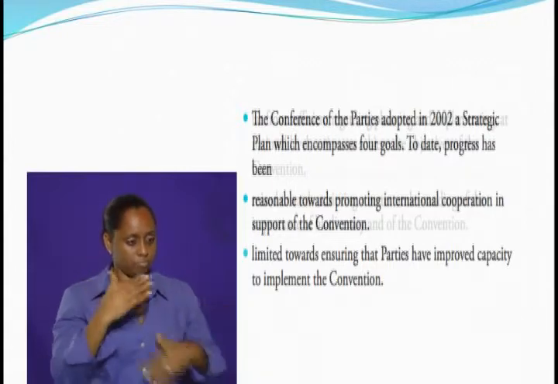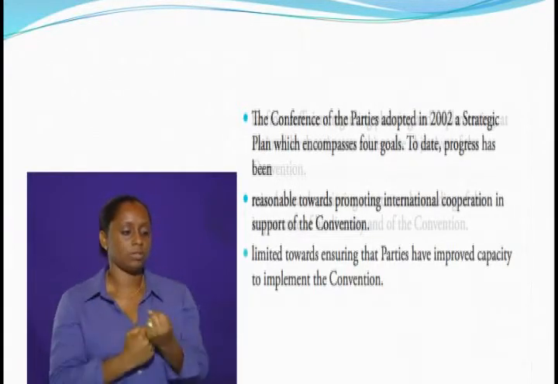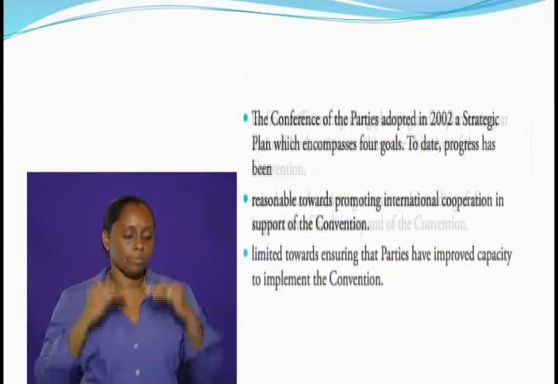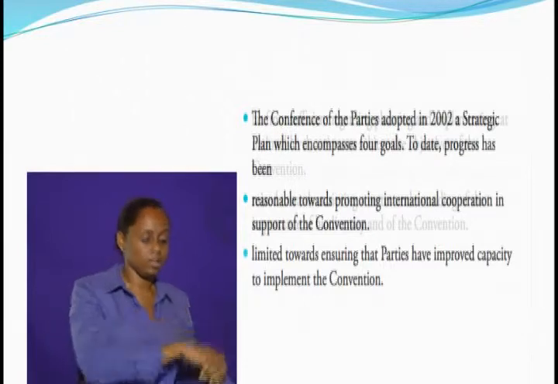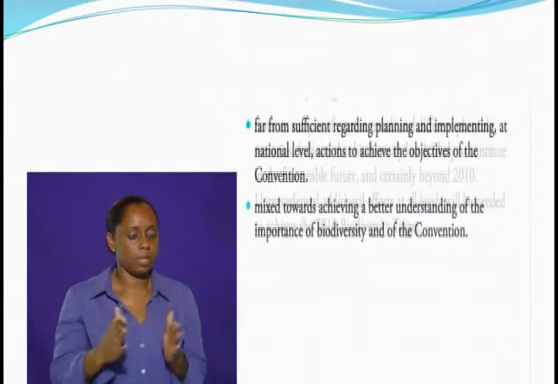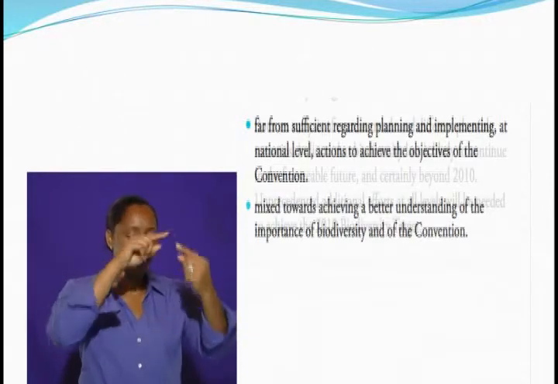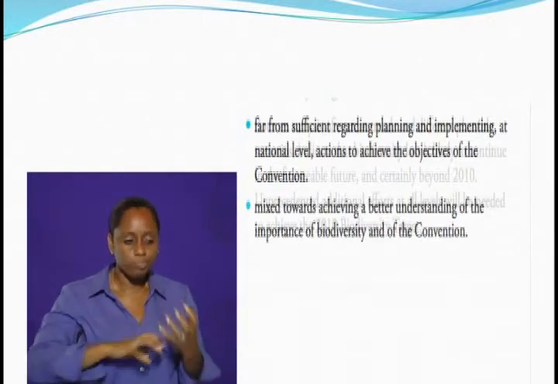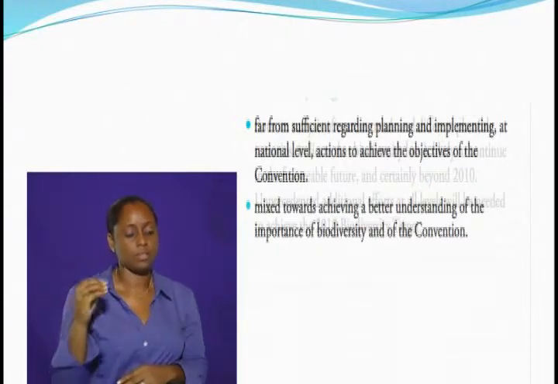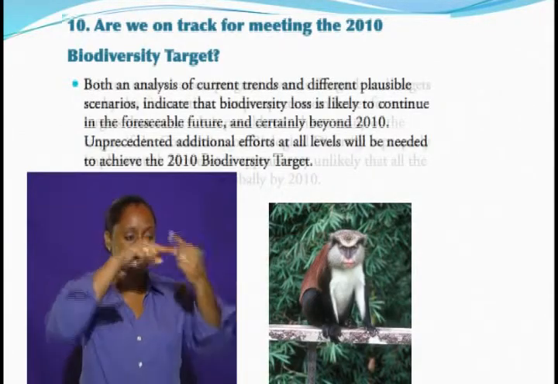To date, progress has been reasonable towards promoting international cooperation in support of the Convention, limited towards ensuring that parties have improved capacity to implement the Convention, far from sufficient regarding planning and implementing, at national level, actions to achieve the objectives of the Convention, mixed towards achieving a better understanding of the importance of biodiversity and of the Convention. Are we on track for meeting the 2010 biodiversity target?